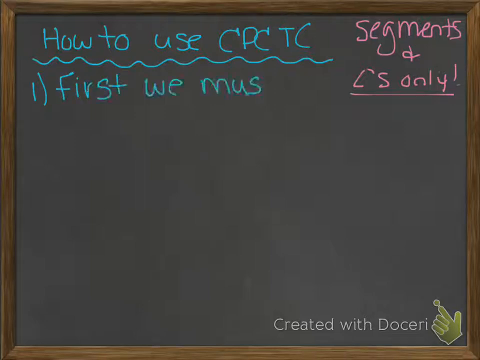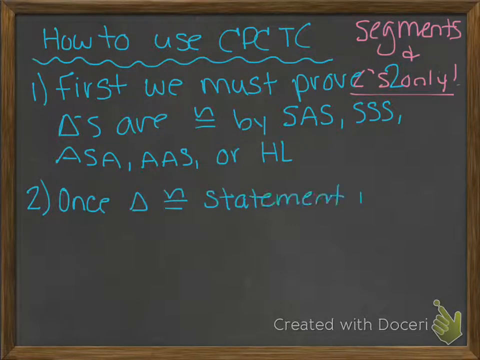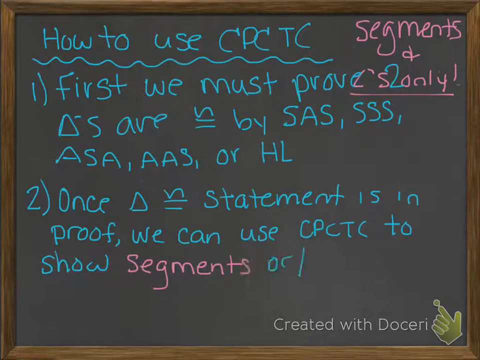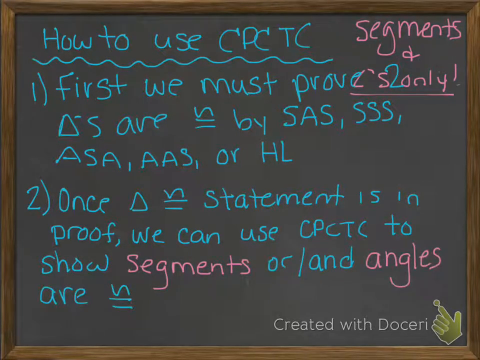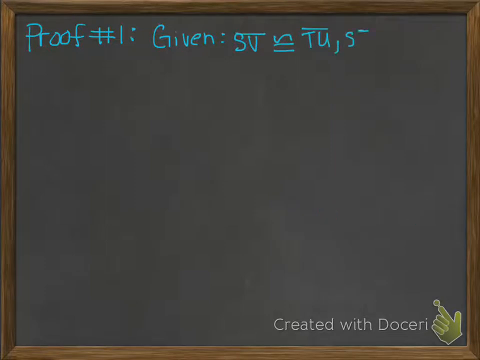So in order to use this theorem, we have to first prove that our two triangles are congruent. This is going to be by side angle side, side side side, angle side angle, angle angle side, or hypotenuse leg. Once we have said somewhere in our proof that our triangles are congruent, then we can say, since my triangles are congruent, all of my corresponding segments or angles are going to be congruent. So this is how we'll do it in a proof. Follow with me on this one and copy it down as we go, and then the next one you're going to try on your own.